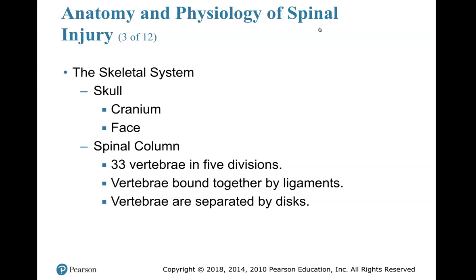The skeletal system consists of the skull, which is the cranium and the face, and the spinal column, 33 vertebrae in 5 divisions. Vertebrae are bound together by ligaments and separated by discs. So whenever you hear someone say they had surgery because they had a bulging or a slipped disc, this is what they're talking about.